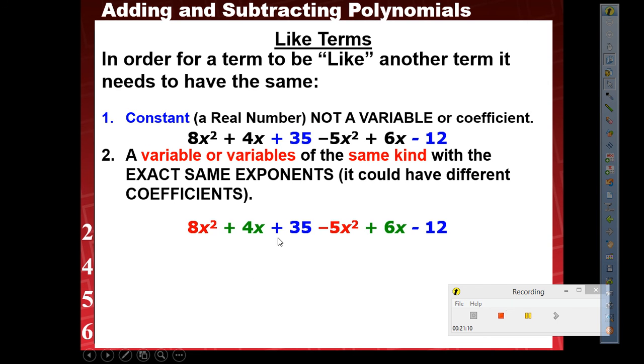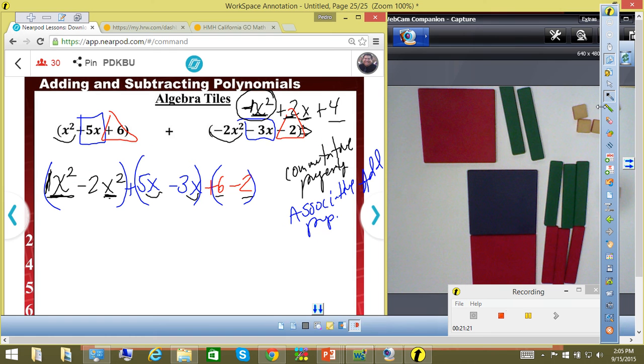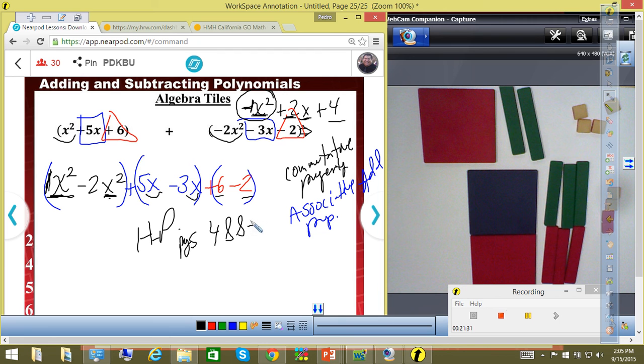Everybody got it? So, our home plate for tonight, home plate, is found on pages 488, and you're going to do numbers 8 through 9, 489, then you're going to do numbers 13, 15 through 18, and page 490.